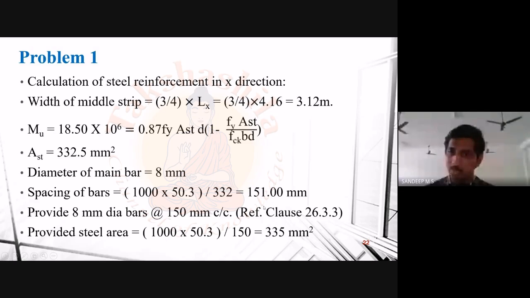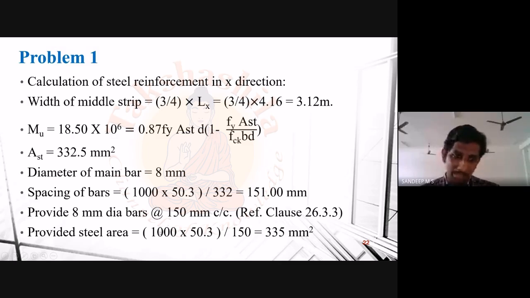Okay, and again here you have to actually perform the check for maximum and minimum spacing. In the last examination also, many of you haven't done that check. That is one of the important things. Otherwise, for your university examination, you will be losing 1 or 2 marks. So based on the diameter of the bar and the obtained spacing, we are providing 8 mm diameter bars at 150 mm center to center along the shorter span.